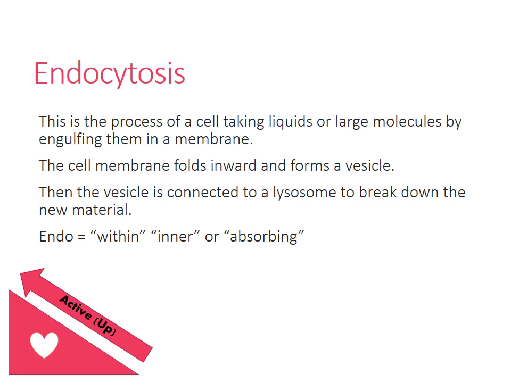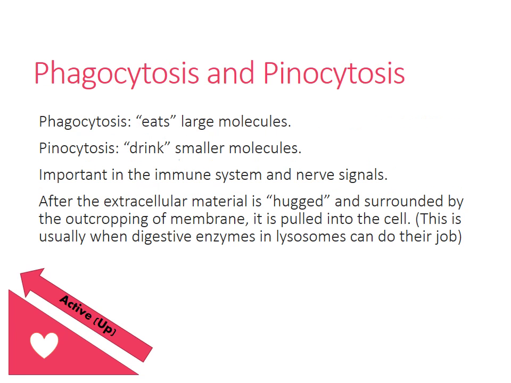And remember, lysosomes are usually filled with enzymes. Sounds familiar. To break things down. So in endocytosis, we move things into the cell against the concentration gradient, or up the concentration gradient. Two other versions of endocytosis are phagocytosis and pinocytosis. Now, phagocytosis is basically when we eat large molecules, and pinocytosis is when the cell seems to drink small molecules. So basically, there's a bigger version and a smaller version, but it's basically the same process.